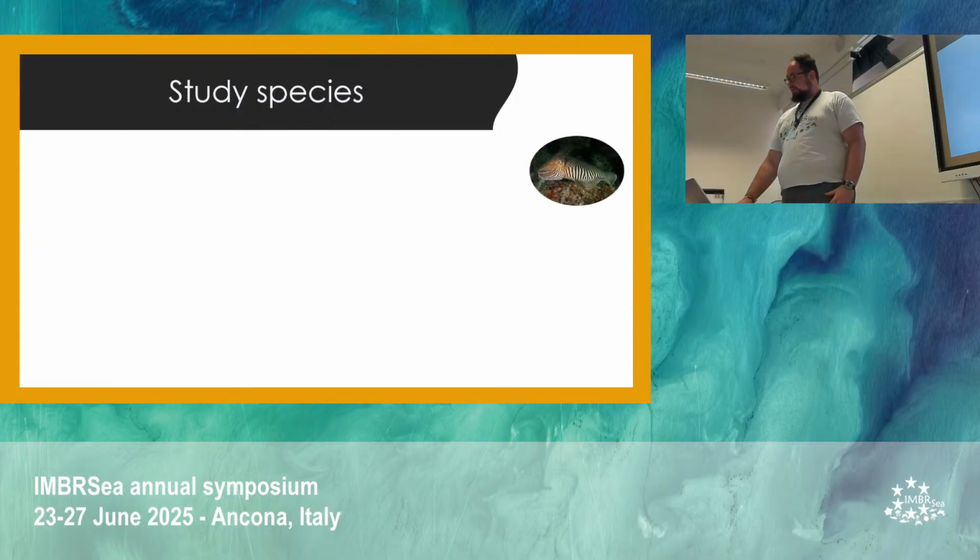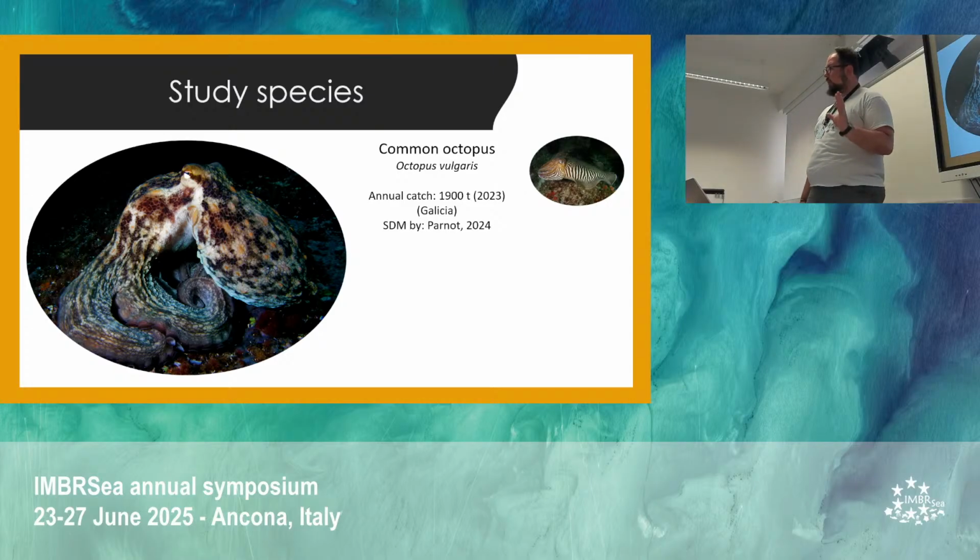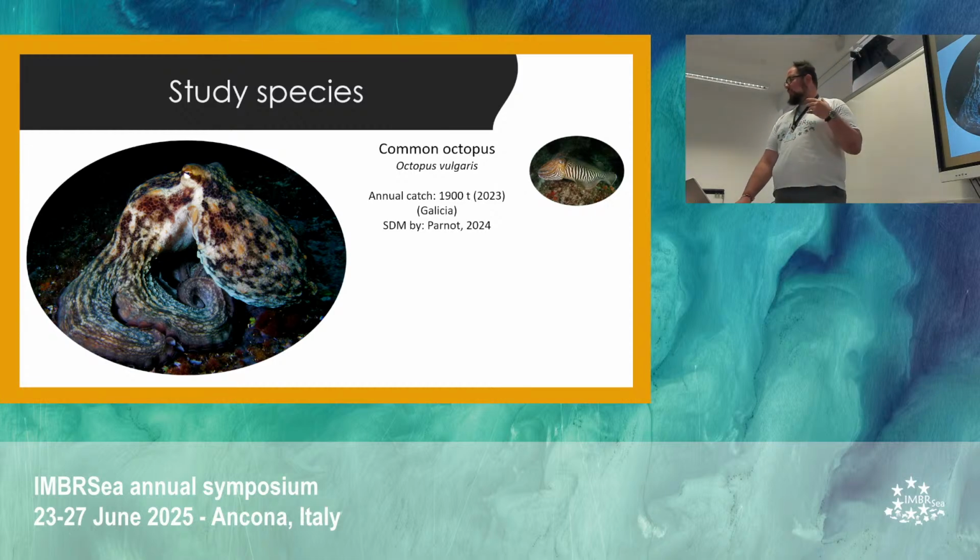The second of our species is the common octopus. It is the fourth most important fishery resource in the entire autonomous community, and specifically in the Cíes Islands, octopus spot fishing is one of the most common fishing strategies used by artisanal fishers. And the species distribution model for this species was constructed last year, actually by an IMBRC student.